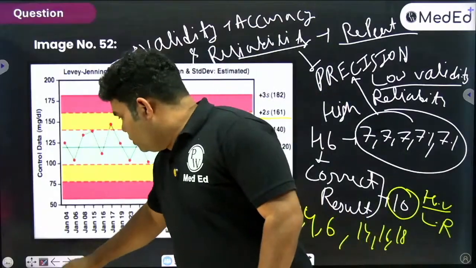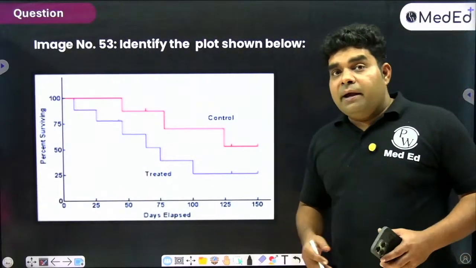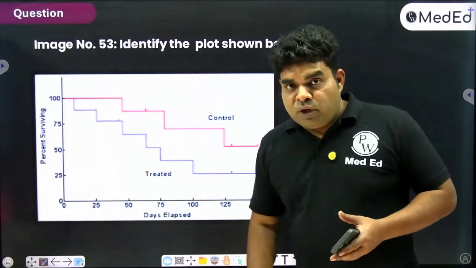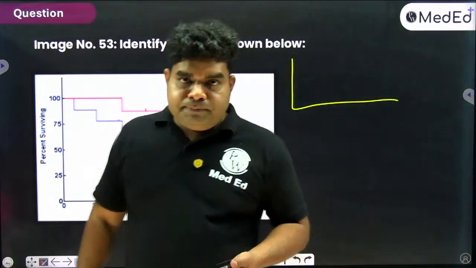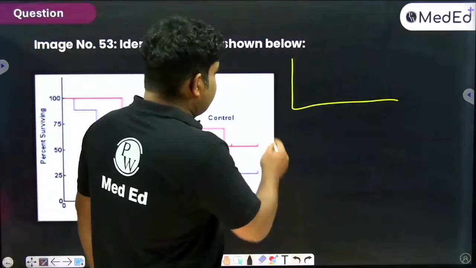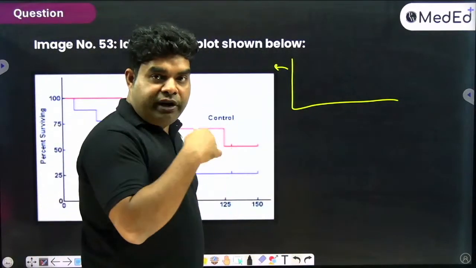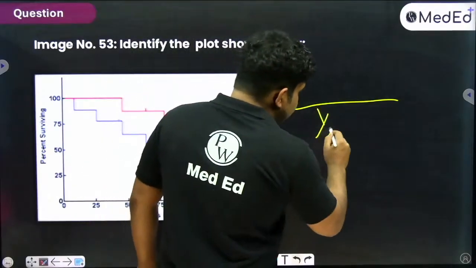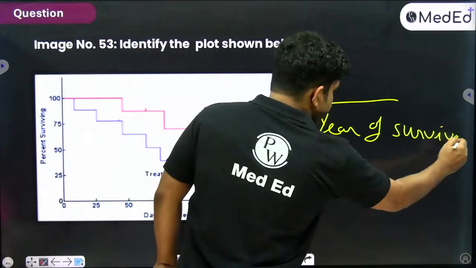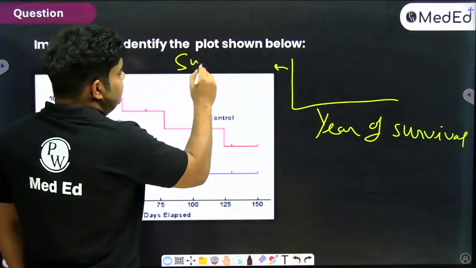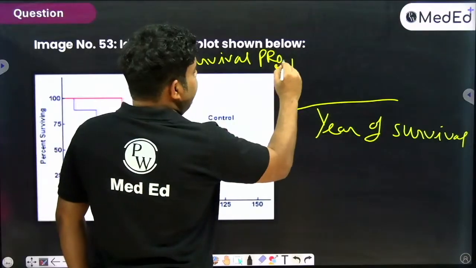Okay. This is the Kaplan-Meier plot which compares which of two interventions is better. Like in the recent INI-CET, they gave this question that in UK, US, we ask the cancer patient to choose between 3 methods of treatment of cancer. We write year of survival on the x-axis and survival probability on the y-axis.